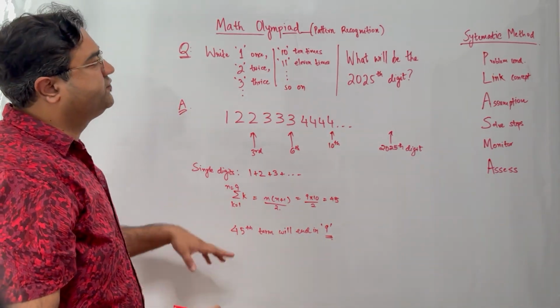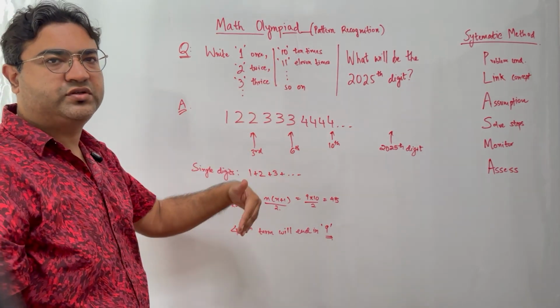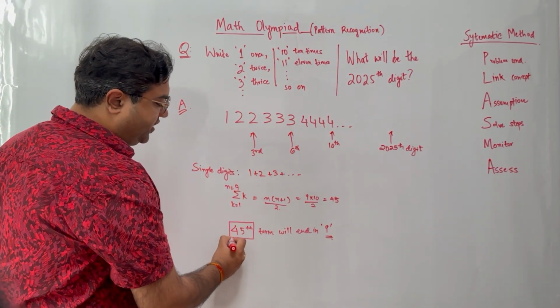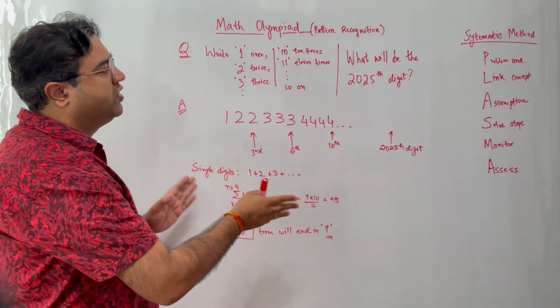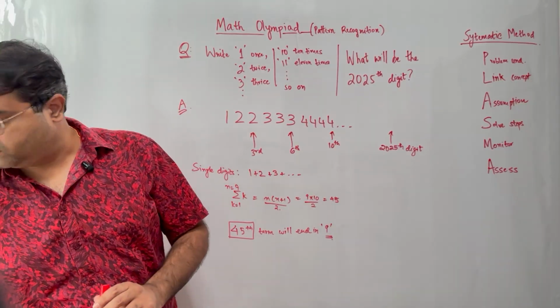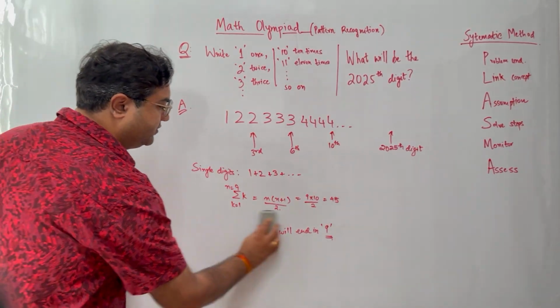Then from the 46th onwards, we'll have to start with 10. So in total, we have 45 single digit numbers. Now let's move on to the double digit numbers. So let me erase this.